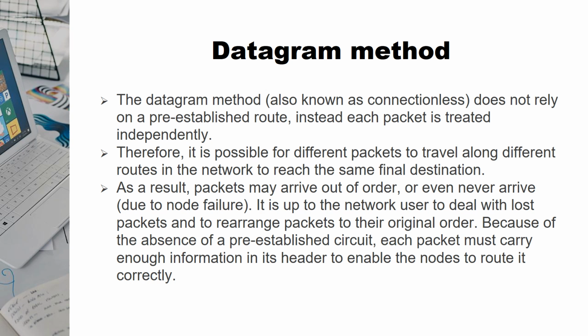Then we'll move on to the datagram method. In datagram packet switching, there is no logical connection. This means that it is connectionless and does not rely on a pre-established route. Instead, each packet is treated independently and transmitted over the network, and the packets may take different routes to reach the destination. It is possible for different packets to travel along different routes to reach the same final destination. As a result, packets may arrive out of order or even never arrive due to node failure.